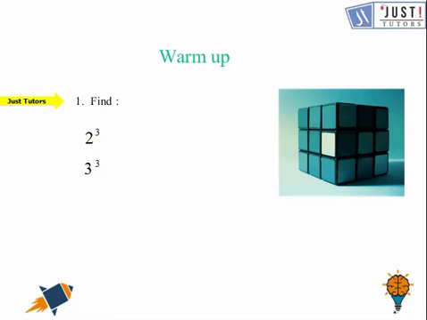Here we need to find the cube of 2. The cube of 2 is 8, as 2 times 2 times 2 will give you 8. And here we need to find the cube of 3, which is 27, as 3 times 3 times 3 will give you 27. And that's the answer. If you got them as the answer, that's really wonderful. You're doing very well here. Now we can move further.